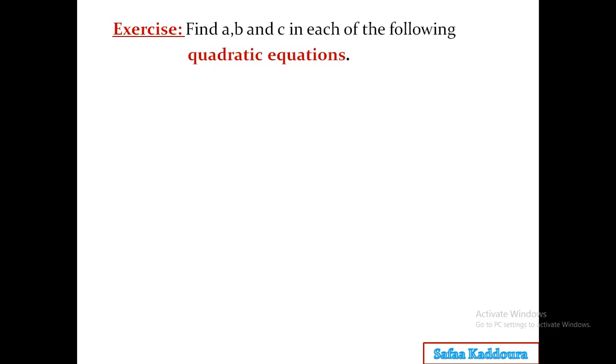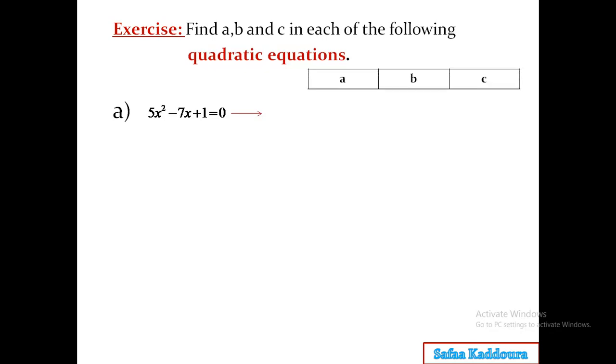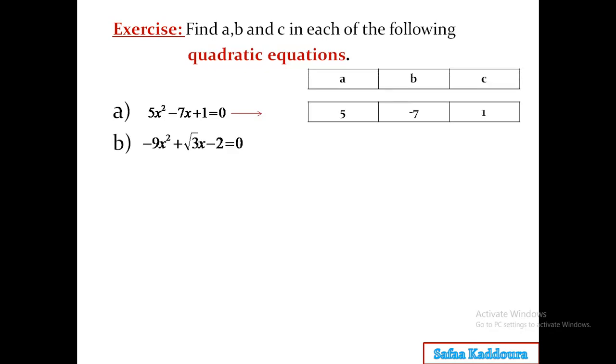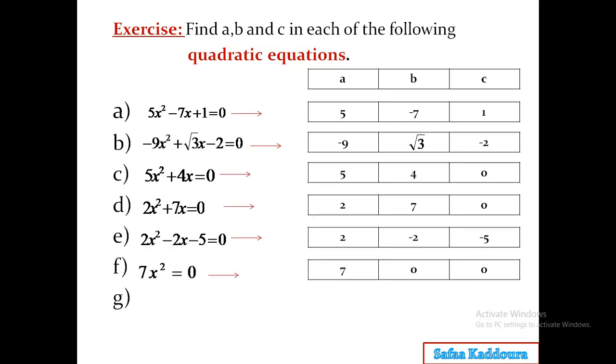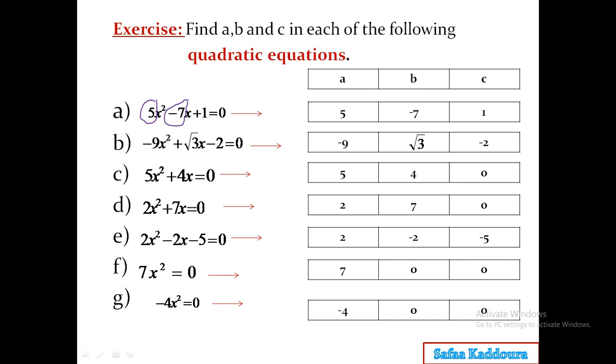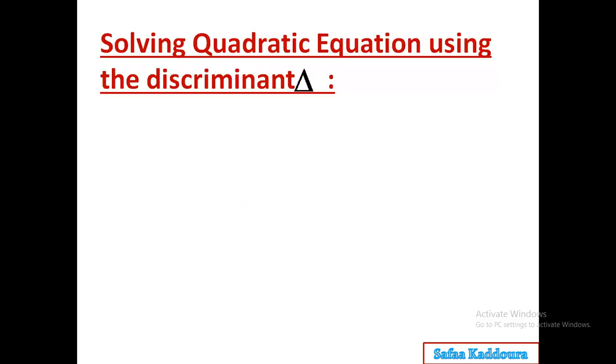Now, before going to solve the quadratic equation by using the discriminant, I will solve the homework given to you yesterday about finding a, b, c in a quadratic equation. This is your homework. As revision, to find a, b, c: a is the coefficient of x squared, b is the coefficient of x, and c is the constant. And same as for all parts, and this is the solution.